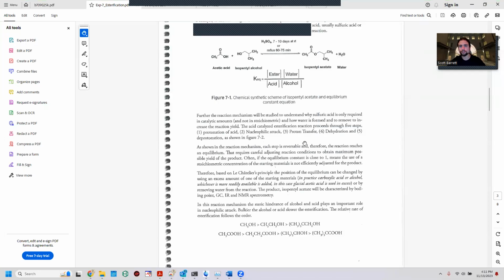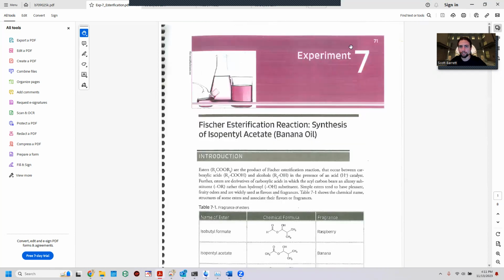Hey everyone. So we're going to continue the review here and pick it up after the polymerization. So we're going into experiment 7. Today we're going to talk about the Fischer esterification reaction, or synthesis of isopentyl acetate, also known as banana oil.